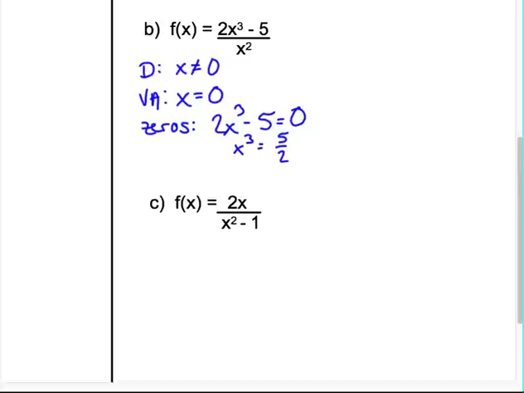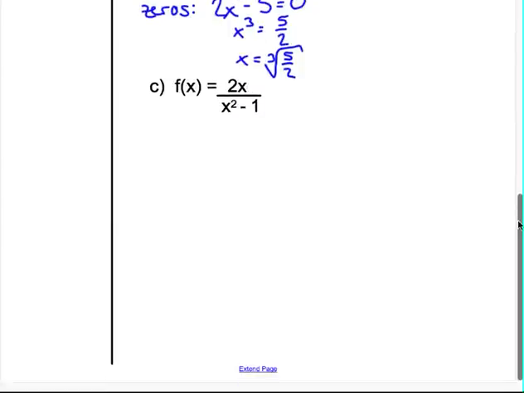Now with square roots, when you take a square root, it's positive or negative. When you take a cube root, it's just positive because a number times itself, if you start with a negative, you'll end up with a negative. So we're going to simplify it as the cube root of 5/2. And again, that's where the graph crosses the x-axis.